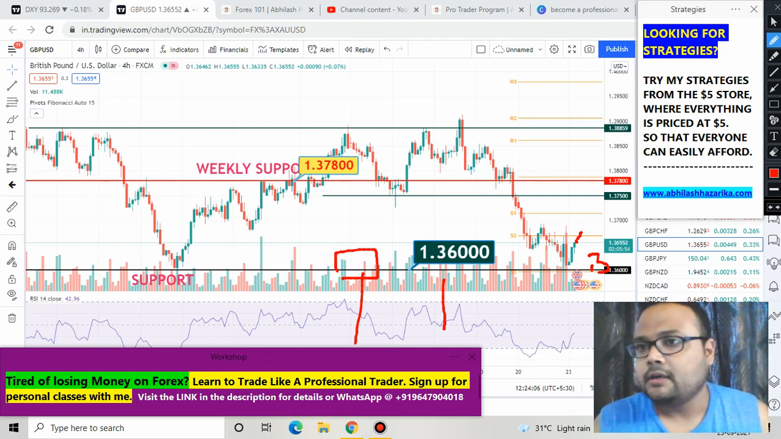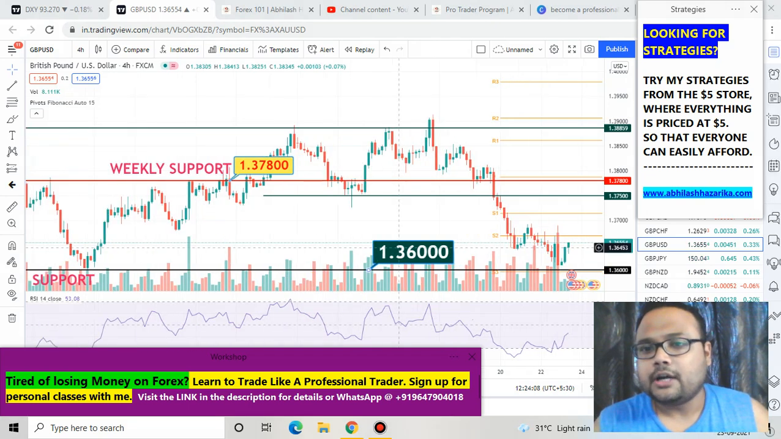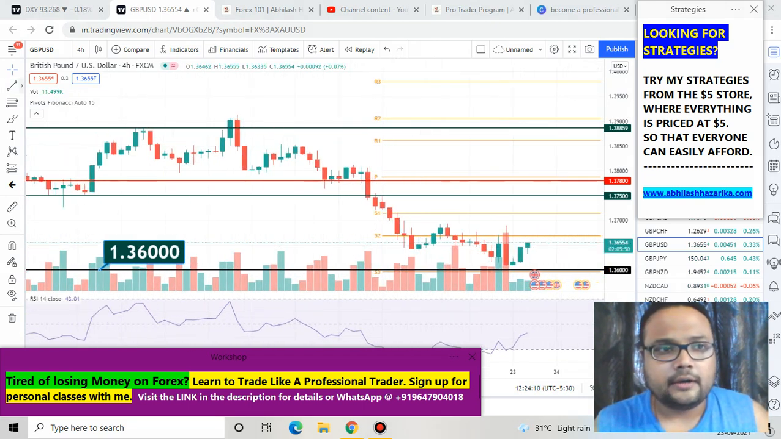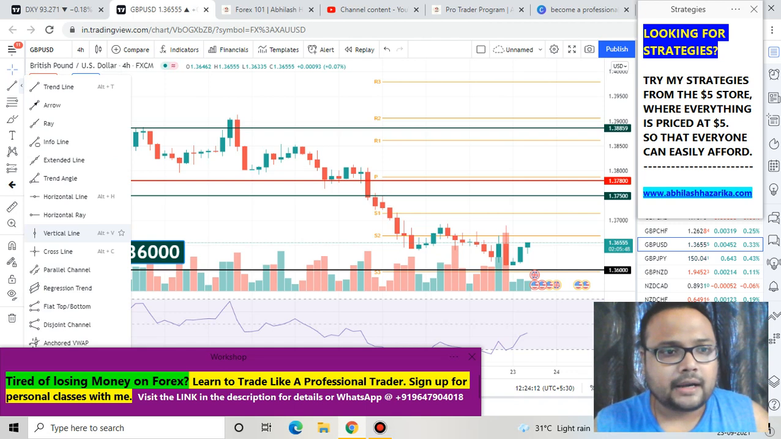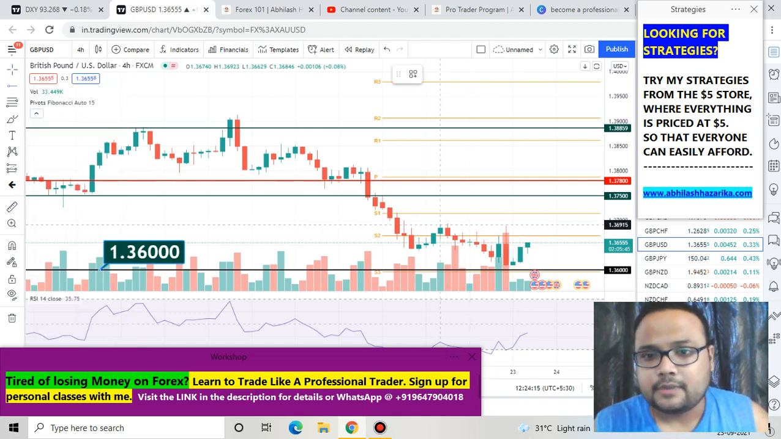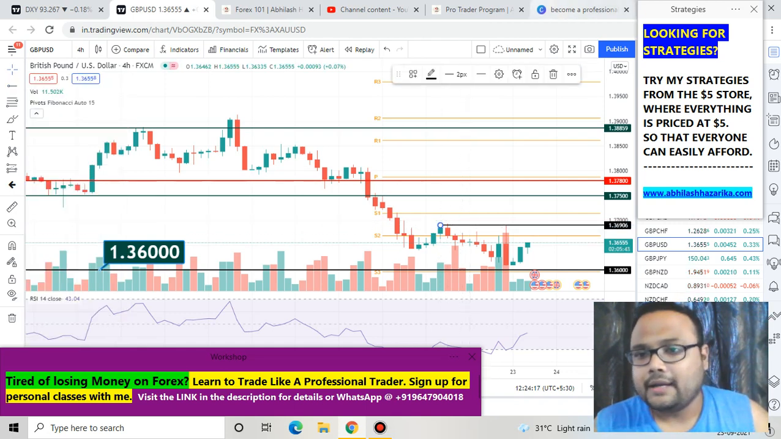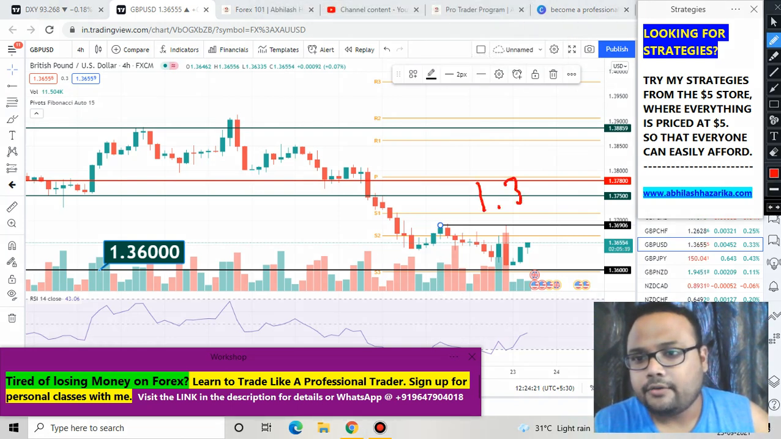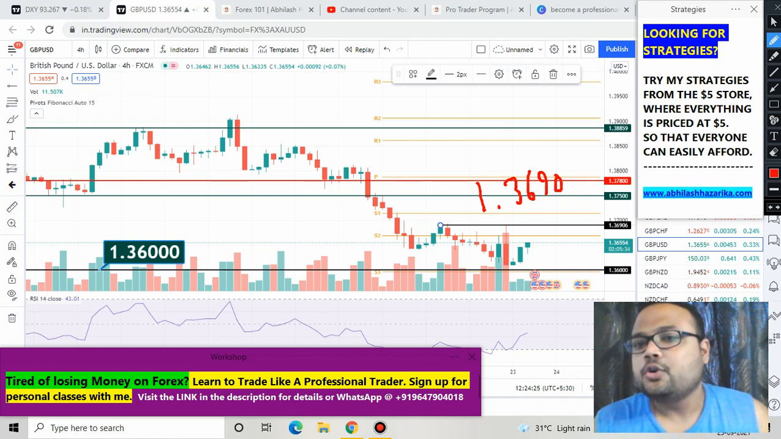Okay, because see, if I zoom in the chart here, then I can see that yes, market has a small resistance at this particular level of 1.3690, but I'm not much sure about the validity of this level as a strong resistance. See, this is not a strong resistance.